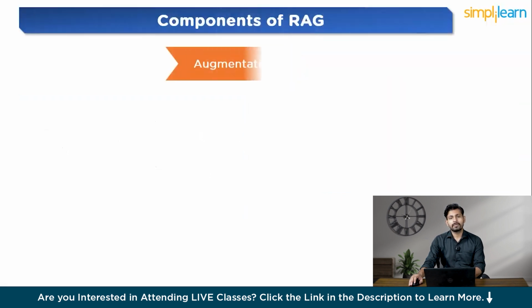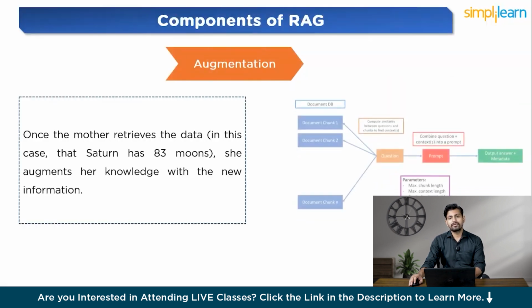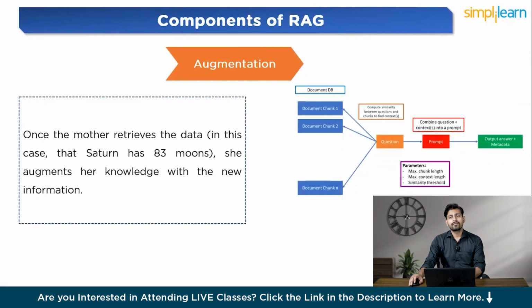Next one we have augmentation. Once the mother retrieves this data, in this case, she augments her knowledge with the new information. She combines what she just learned with her previous understanding of the solar system. This augmentation process happens in RAG, where the model takes the retrieved information and merges it with pre-existing knowledge to give a more complete and accurate response.